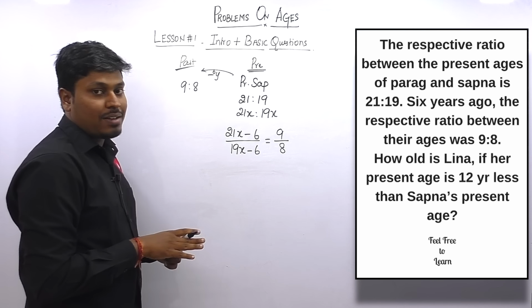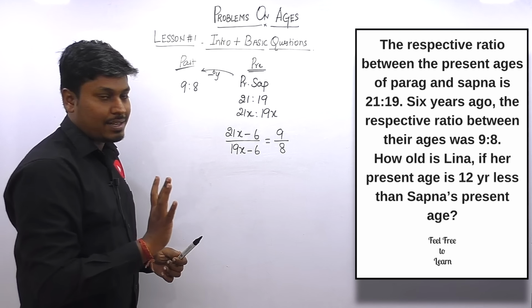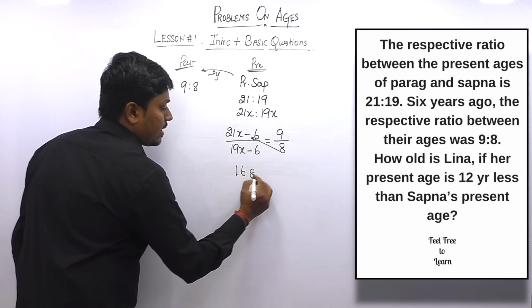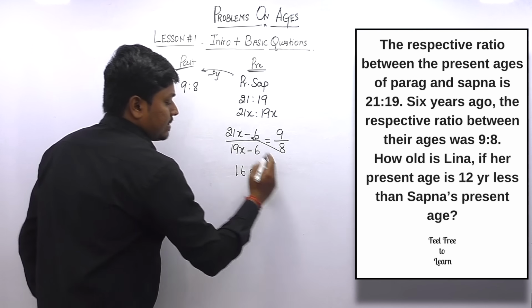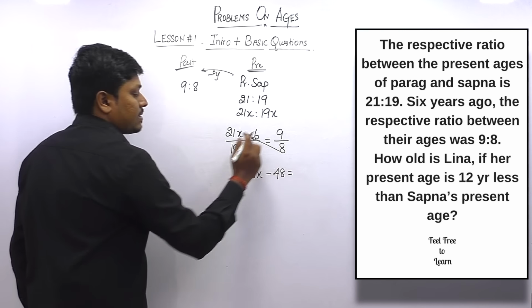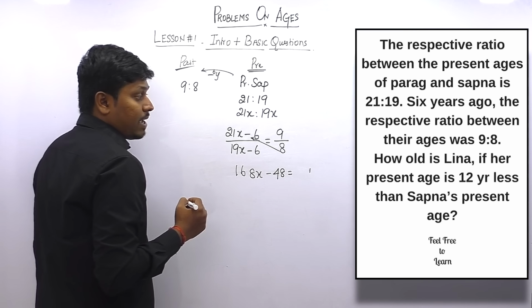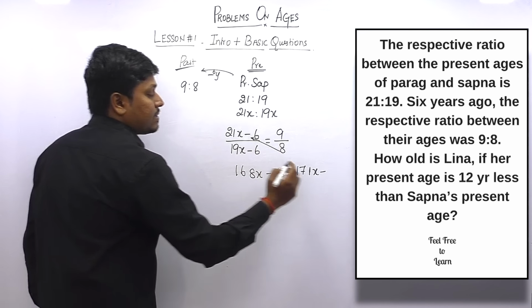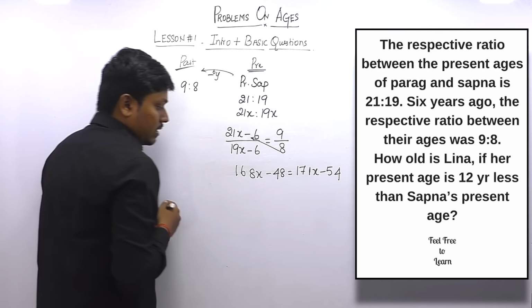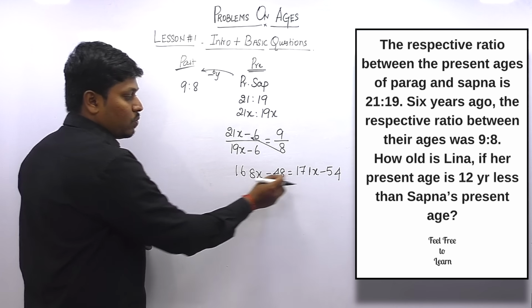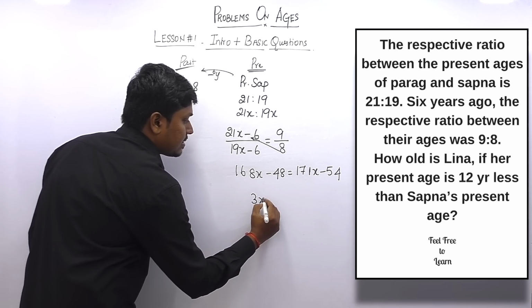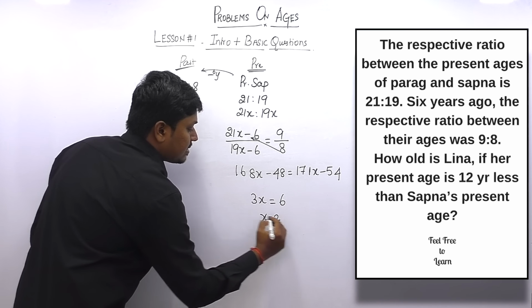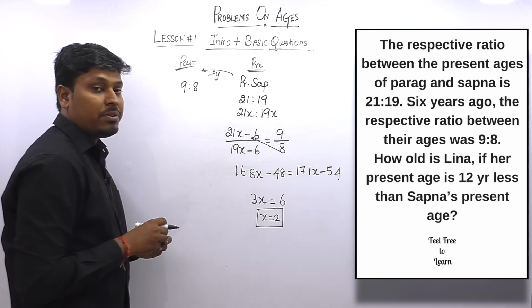So now you need to cross multiply and let me find the value of x initially, right? So 8 into 21x, that is 168x, minus 8 sixes are 48, is equal to 9 nines are 81, so 9 times 19x is 171x, minus 9 sixes are 54. So 171x minus 168x, here we have 3x, is equal to 48 minus 54 difference, that is 6, so the value of x is equal to 2. So finally we found the value of x is equal to 2.